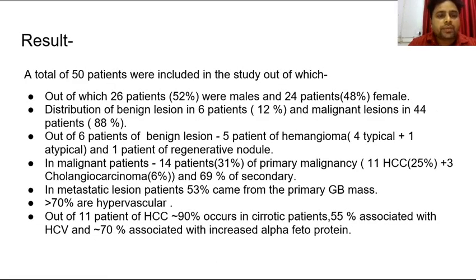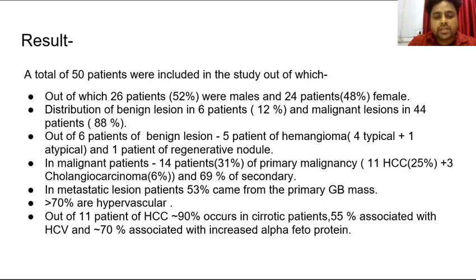Results: a total of 50 patients were included in the study. Out of these, 26 patients were male and 24 patients were female. Distribution of benign lesions is 6 patients and malignant lesions in 44 patients. Out of 6 patients with benign lesions, 5 were hemangioma, 4 typical and 1 atypical, and 1 was a degenerative nodule. In malignant patients, 31% were primary malignancy and 69% secondary.